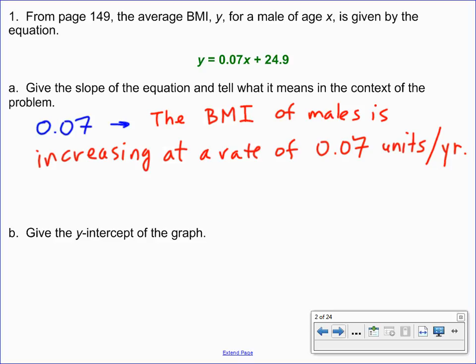So the average male body mass index is increasing at a rate of 0.07 units per year. If 1 year went by, we'd expect an average male's body mass index to go up by 0.07. Give the y-intercept of the graph. What's the y-intercept if I were to plot this on the xy coordinate plane? Braden? 24.9, thank you.